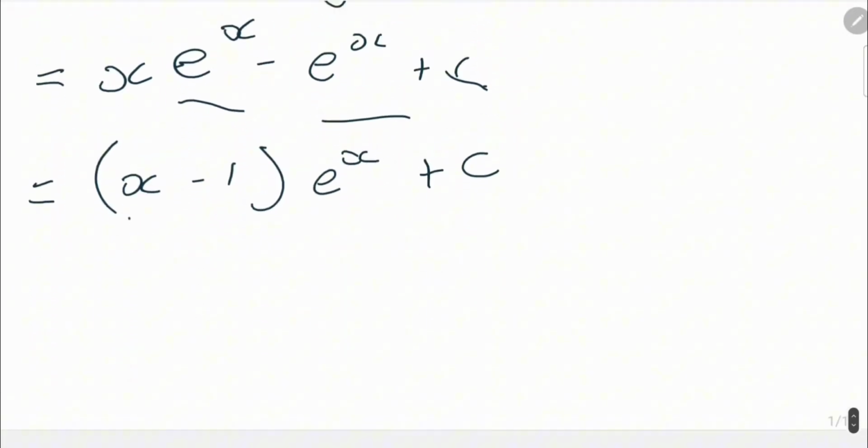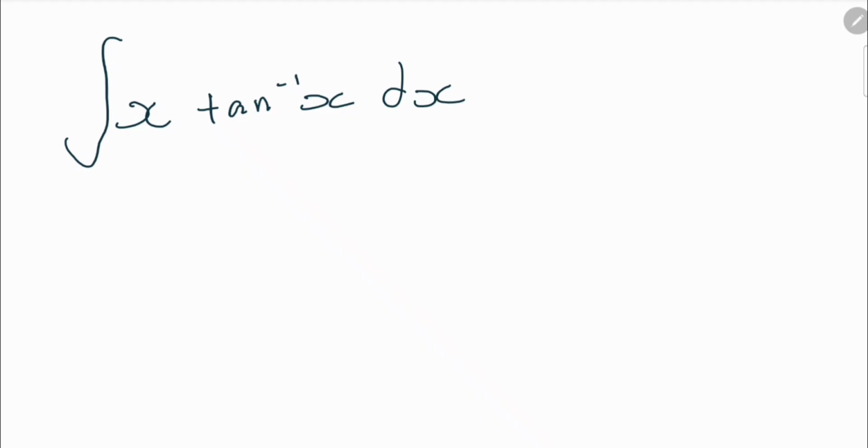Okay, now we're going to try some more complex integrals, we'll say. How about we try this one? The integral of x times tan to the negative 1 x, arctangent x, dx. How would you go about solving this?